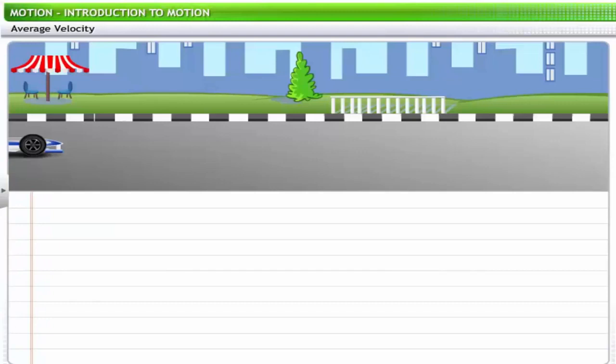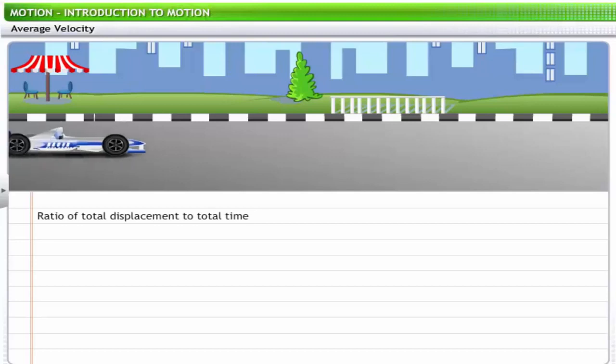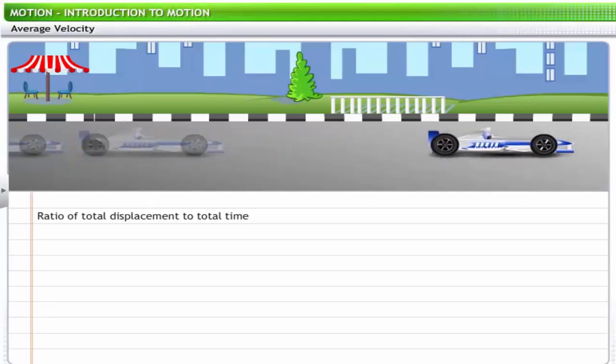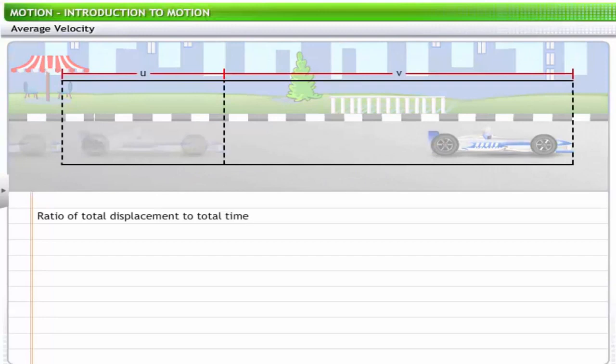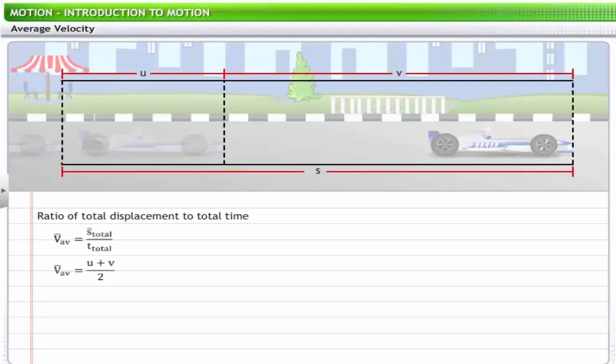Like average speed, you can calculate the average velocity of an object having non-uniform motion. Average velocity is defined as the ratio of the total displacement to the total time taken. When a body is moving with variable velocity for total time duration t, u and v are the magnitudes of its initial and final velocities, during which it has a total displacement, that is, s total. The average velocity of the body is the average of u and v. That is, it is half the sum of initial and final velocities.